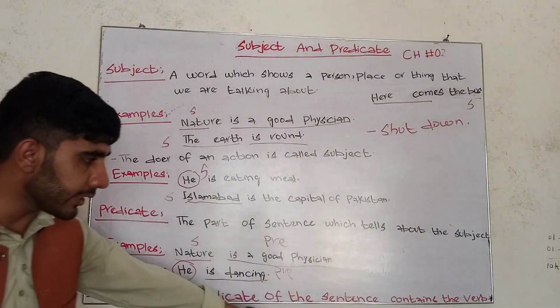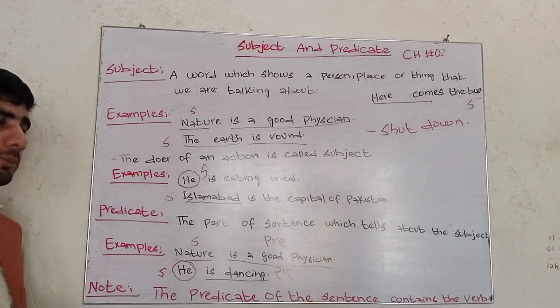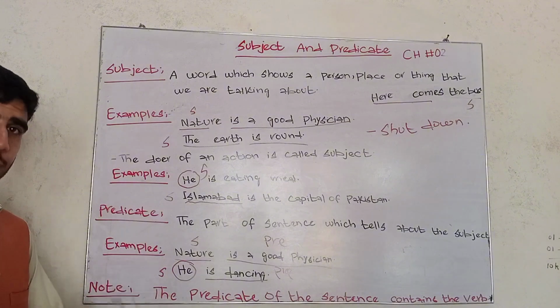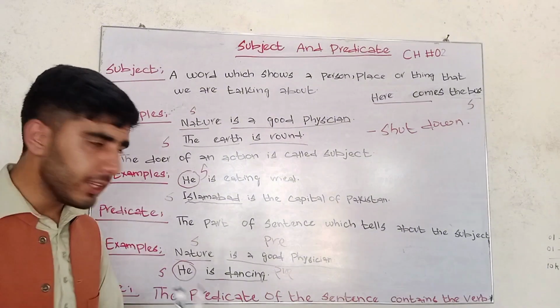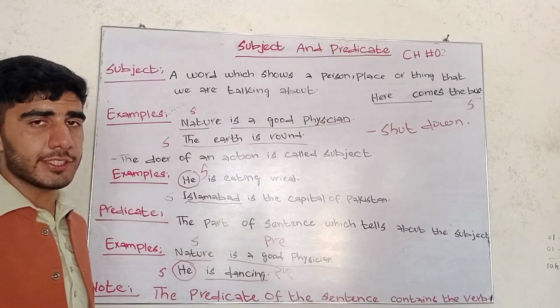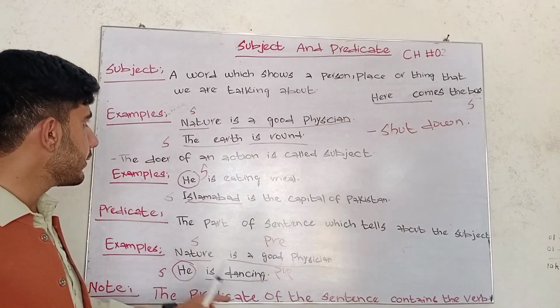And the predicate of the sentence will have to contain the verb. For a predicate, the verb is very necessary. Without the verb, the predicate is impossible, because the verb is the important part of the predicate.